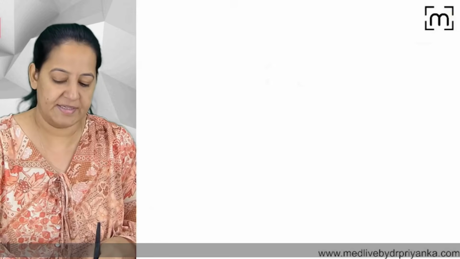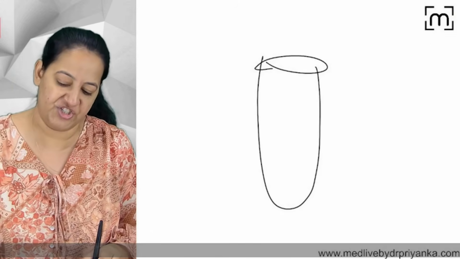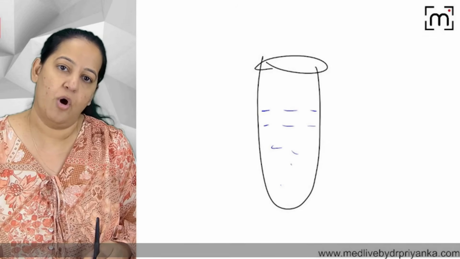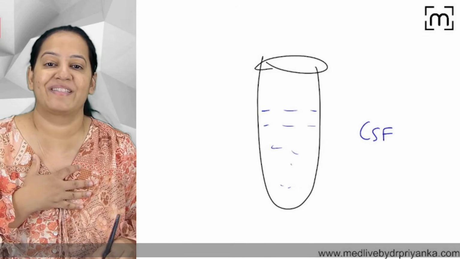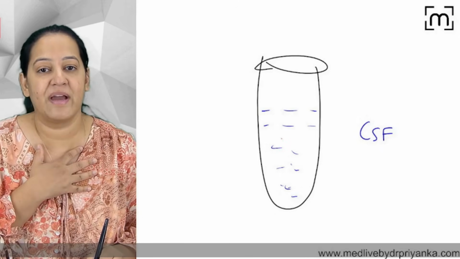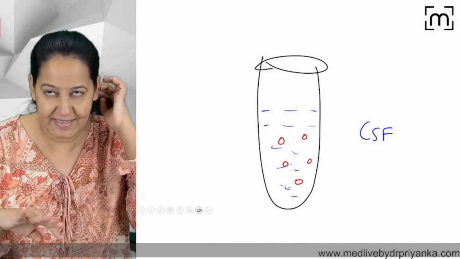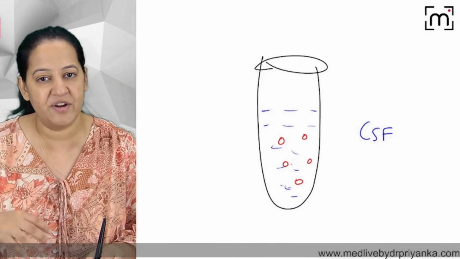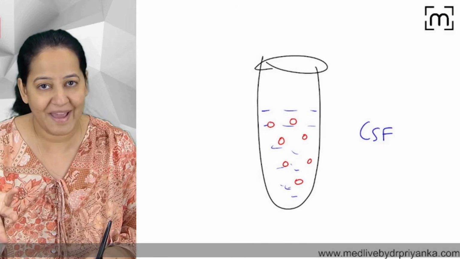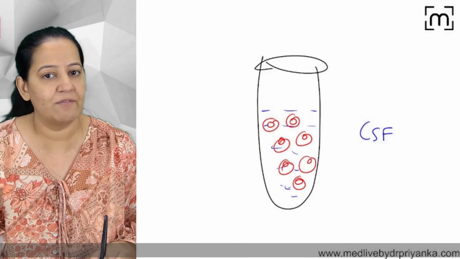See, this is a test tube containing the CSF of a patient in whom I am suspecting bacterial meningitis. I'm not sure, I'm suspecting. Suppose my suspicion is right, it contains bacteria. It can be Streptococcus agalactiae, Streptococcus pneumoniae, Neisseria meningitidis. I told you the etiological agents, it can be any of them. This is the cell wall of the bacteria. All bacteria have a cell wall.